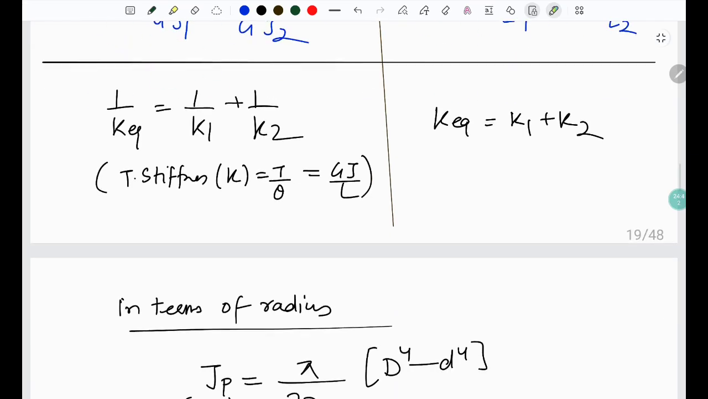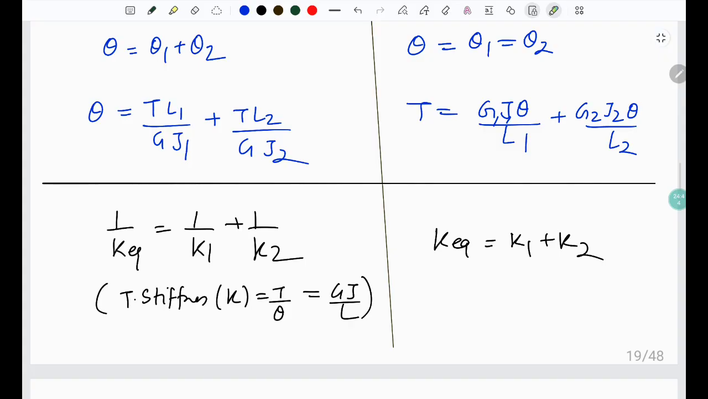In terms of stiffness, in parallel we write it as if it is series, and in series we write it as if the formula is of parallel. In terms of stiffness, parallel we write as if it is in the case of series.